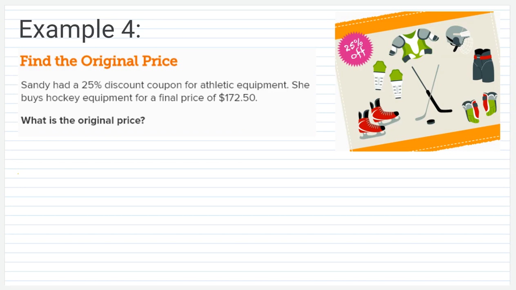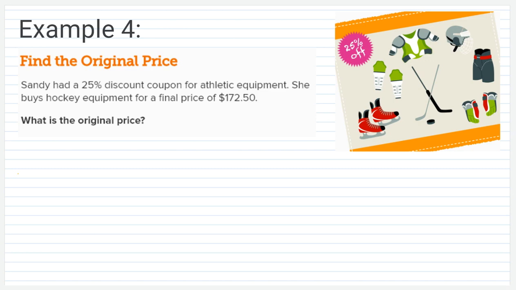In this video, we're going to continue talking about discounts, but in this case, we're going to find the original price before that discount was applied. So in this first example, it says Sandy had a 25% discount coupon for athletic equipment. She buys hockey equipment for a final price of $172.50. So that final price is that sale price. Okay, so that's the price after the discount. And we're trying to find the original value.